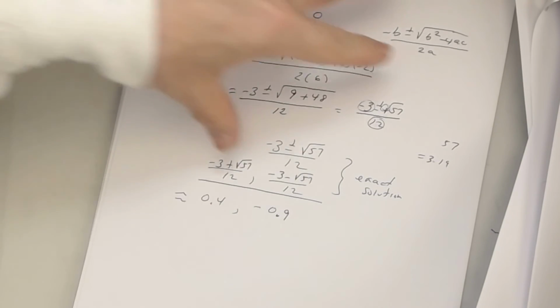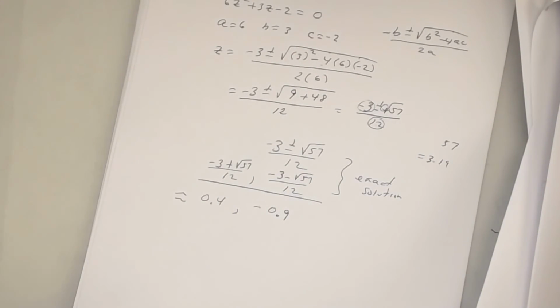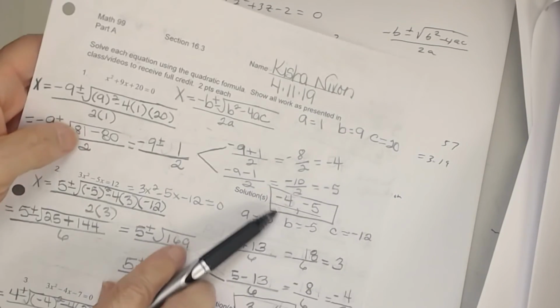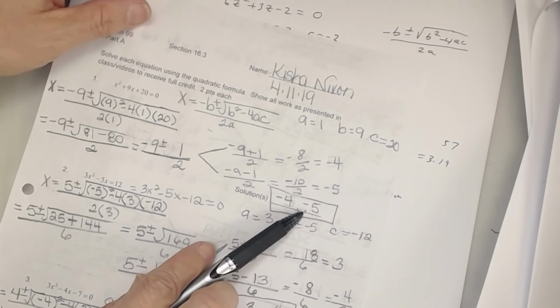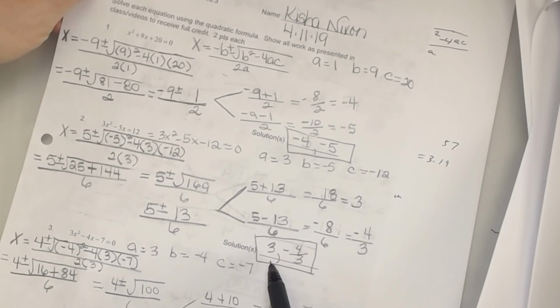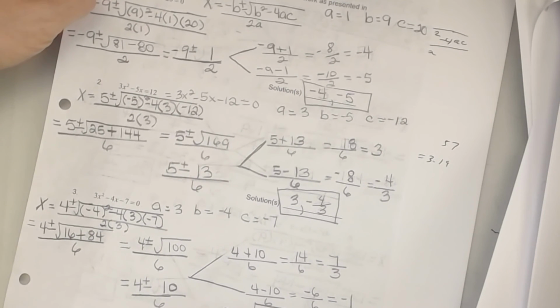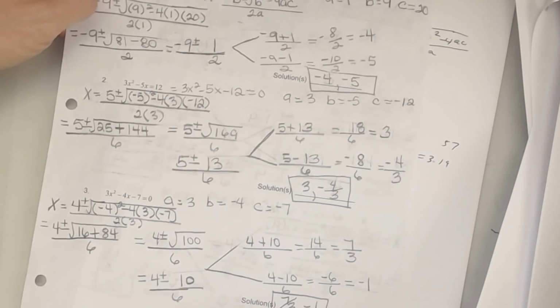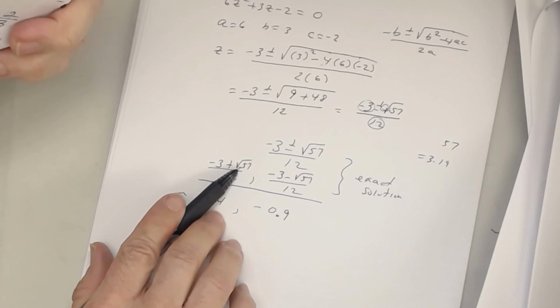Okay? Now remember, part B, what kind of solutions are these? Rational or irrational? Irrational. Part A, those solutions are what? Rational. Because they all look like these. Negative 4 is what kind of number? Rational or irrational? Rational. Negative 5 is what kind of number? Rational. 3 is what kind of number? Rational. Negative 4/3 is what kind of number? Rational. 7/3? Rational. Negative 1? Rational. Square root of 57 is what kind of number?